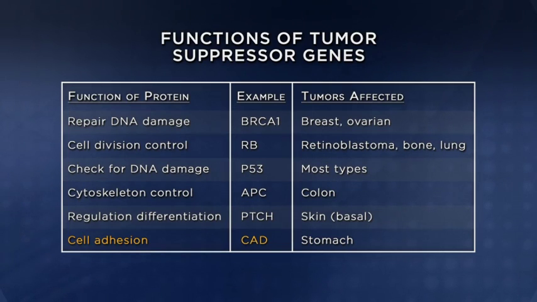There are genes, tumor suppressor genes for cell adhesion. Here are two cells sticking together. And the gene that codes for the protein that allows the cells to stick together might be mutated. And now the cells can separate, and they're going to be more cancerous. That's a CAD gene in stomach. You'll learn about another one in the next lecture.